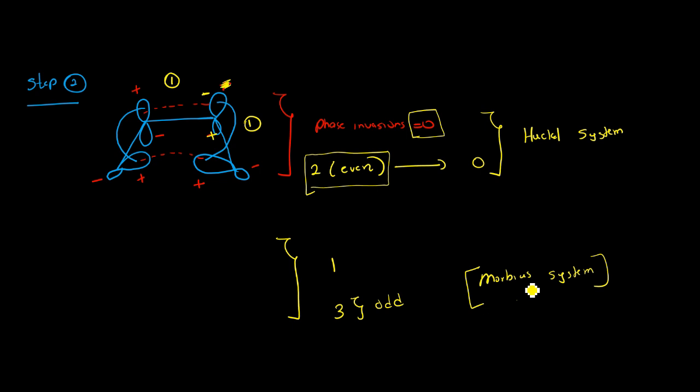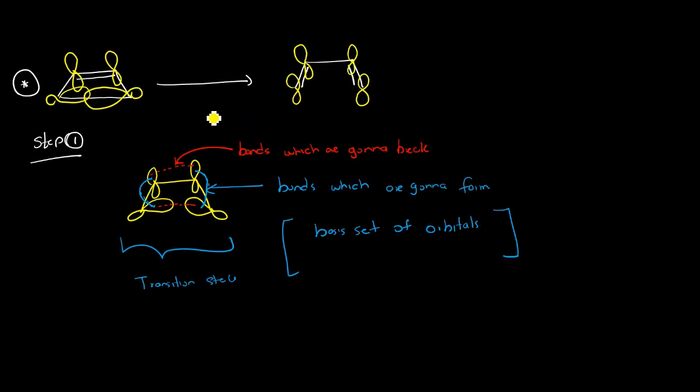We call this Mobius system. You need to remember these small rules when you apply this theory. So let me go through it again. First thing you have to do is draw the transient state with the interactions. In the transient state, you have to clearly draw the bonds which are going to break and the bonds which are going to form. Both of these types of interactions are very essential to our future paths.